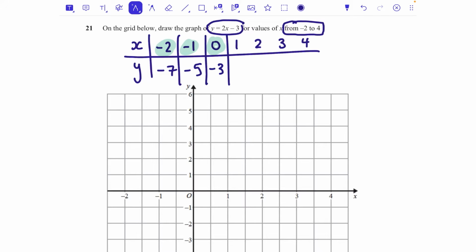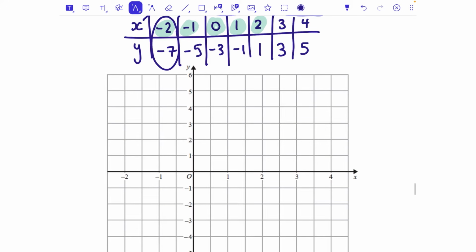2 lots of 1 is 2, take away 3 is minus 1, 2 lots of 2 is 4, take away 3 is 1, 2 lots of 3 is 6, take away 3 is 3, and 2 lots of 4 is 8, take away 3 is 5. So we're just substituting each of those x values into that equation, timesing it by 2, taking away 3 to find out what y is. And now each of these is a coordinate that lies on the line.